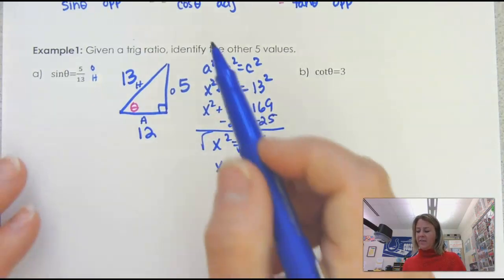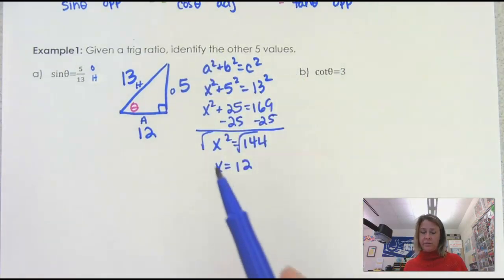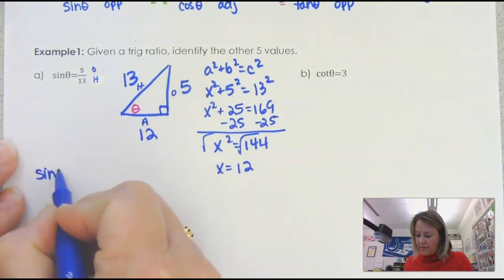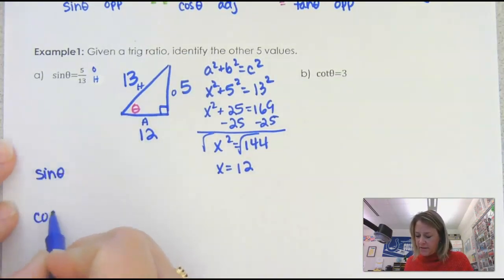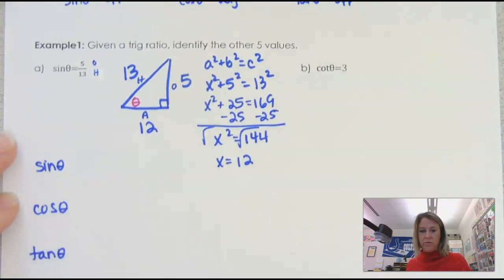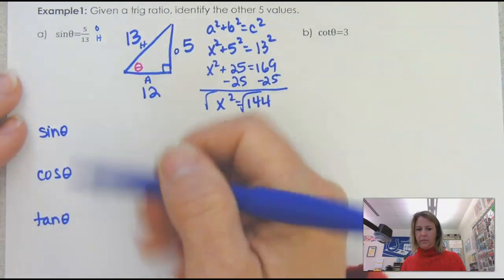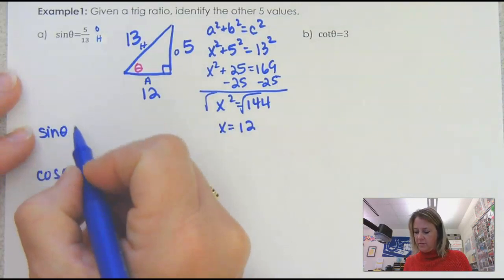All right, now it says find the other 5. I always just like to write all 6 of them. You'll see on Buzz, you're always going to kind of have them all anyway. So we're going to have sine, cosine, and tangent. So let's do those first, and after we finish this, we'll do those other 3 and find the reciprocals.